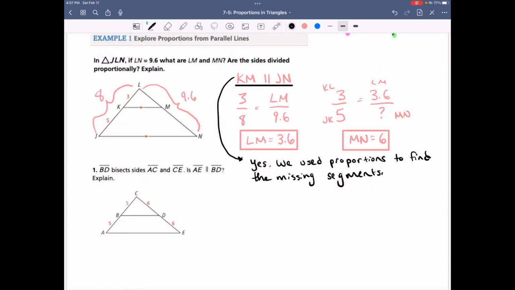Let's think about this next problem. It's saying that side BD bisects sides AC and CE. And you can see that because this piece 5 and this piece 5 are the same, and this piece 6 and this piece 6 are the same, so it's bisected.